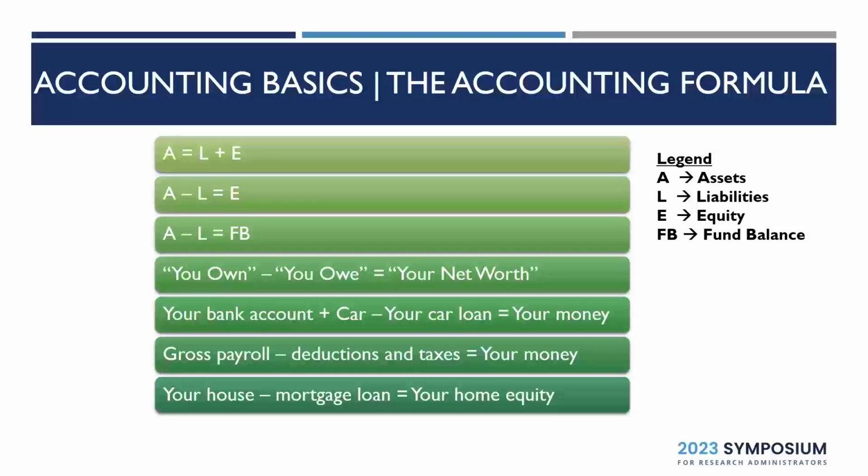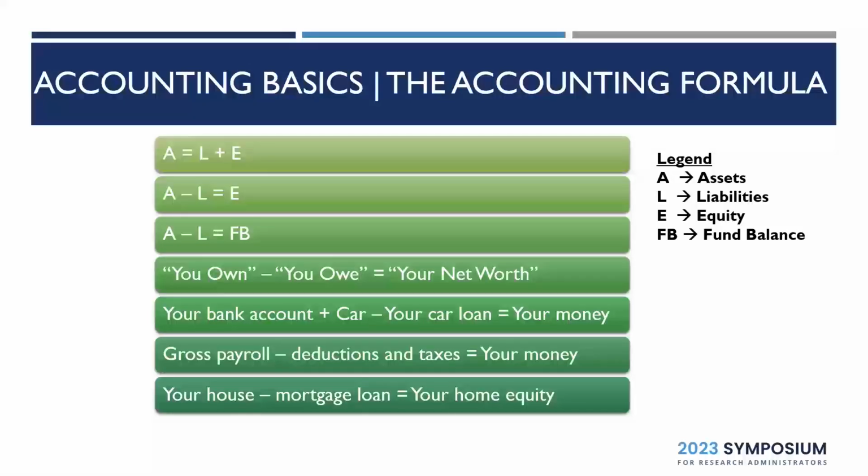So the classic and fundamental accounting equation is assets equals liabilities plus equity, abbreviated as A, L, and E, respectively. And there's a legend here on the slide for you as well. Please note that equity is the same thing as fund balance, abbreviated FB. But what does that really mean? Let's take a moment to rearrange the formula and rename the variables. So assets less liabilities equals fund balance. In other words, what you own less what you owe to others equals your net worth.